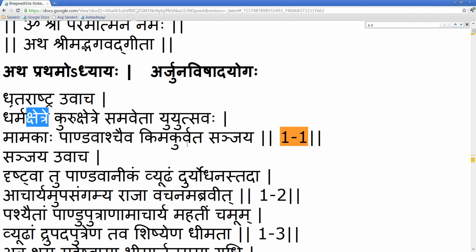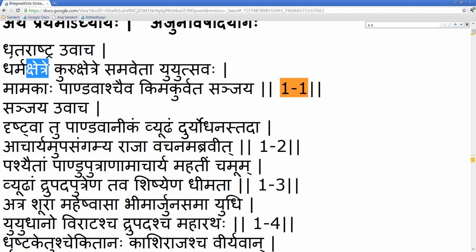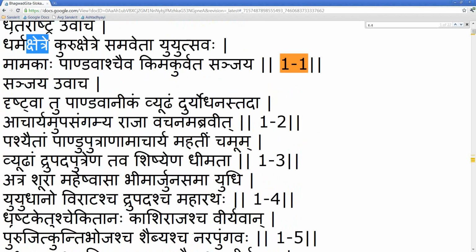So many things over here which you can learn. This is a very good small test for today. Now you can look here: Dhrishtaketushchekitanah.